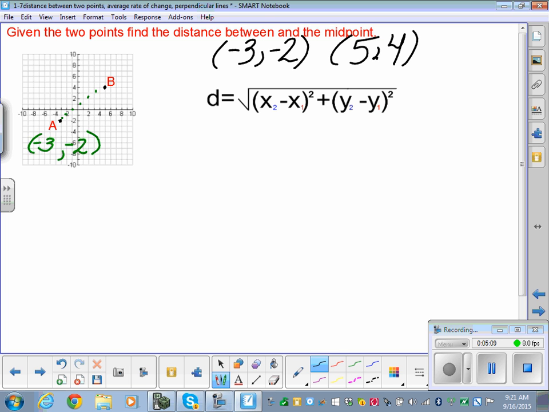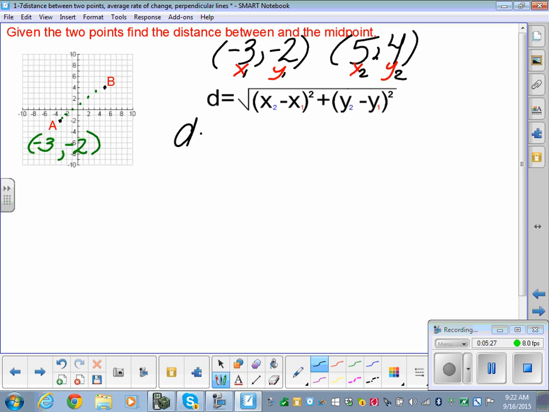I have an X, Y point. I have an X, Y point. Well, I'm going to call this the first point. Why not? I just randomly chose to call it my first point. I'm going to call this my second point. I'm staying consistent. That's all we need to do. Questions? Now let's just plug it in.